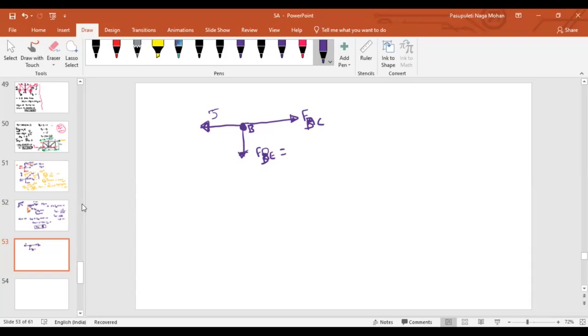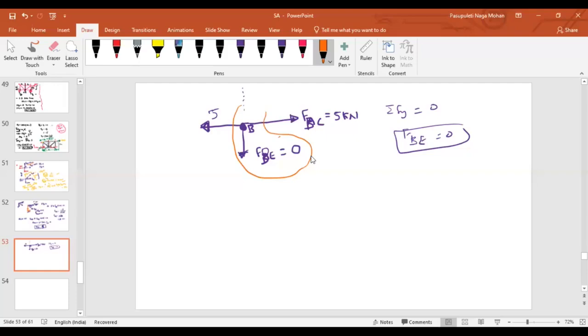Along the vertical direction, how many forces are there? Only one. If I write this equation, only one force is there, so it equals 0. Now look at the forces along the horizontal direction. FAB equal to 5 is acting on the left side. To balance this, FBC should act on the right, and this component should be equal to 5. Here is the logic.